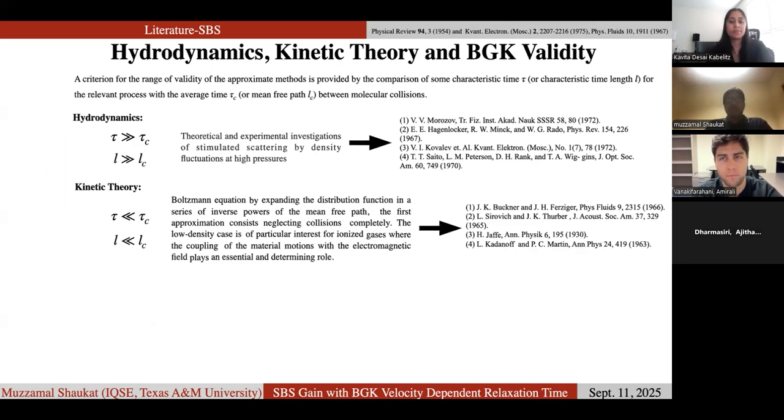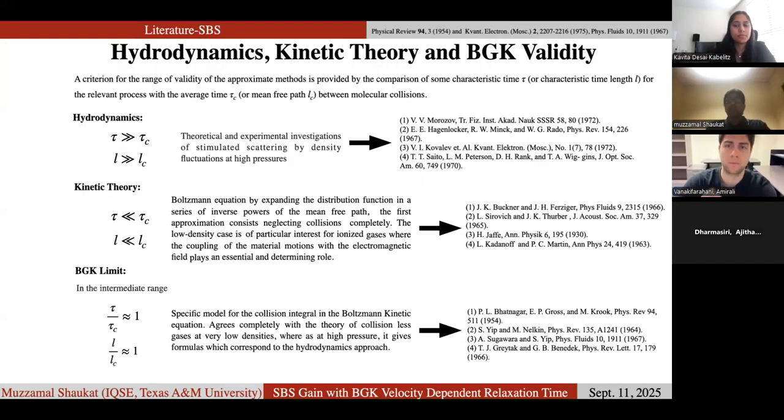Another important point is to determine the collision term. We need to first differentiate the hydrodynamics and the kinetic theory by using the time scale of the characteristic time, or the mean free time, or the mean free path. With respect to that, many researchers have predicted many interesting results for the hydrodynamics or the kinetic theory. However, in the intermediate range, where the characteristic time is of the order of the mean free time or the mean free path length, then we need to specify the collision term in a very specific way, which is basically what BGK predicted. And then the question comes, what is that BGK?